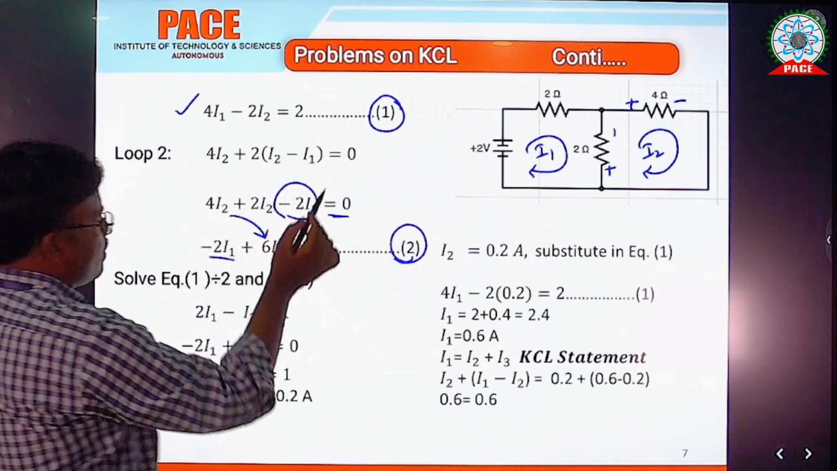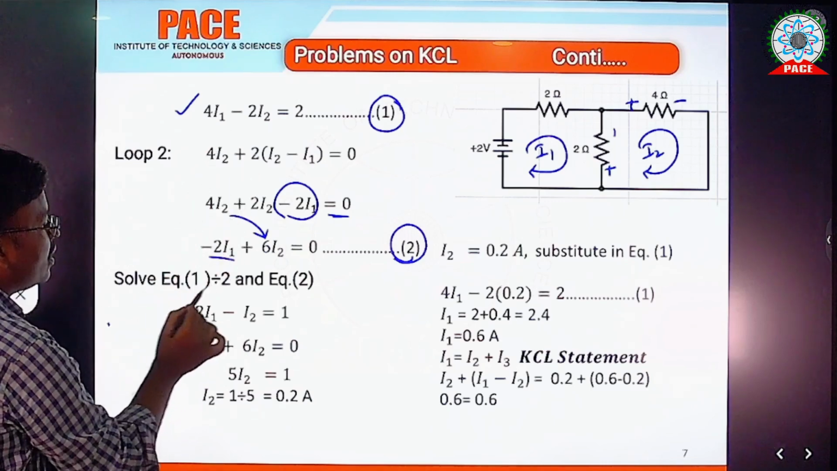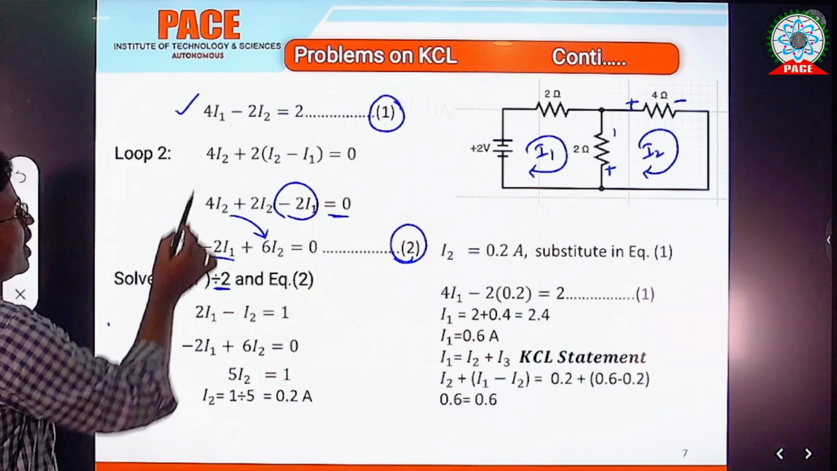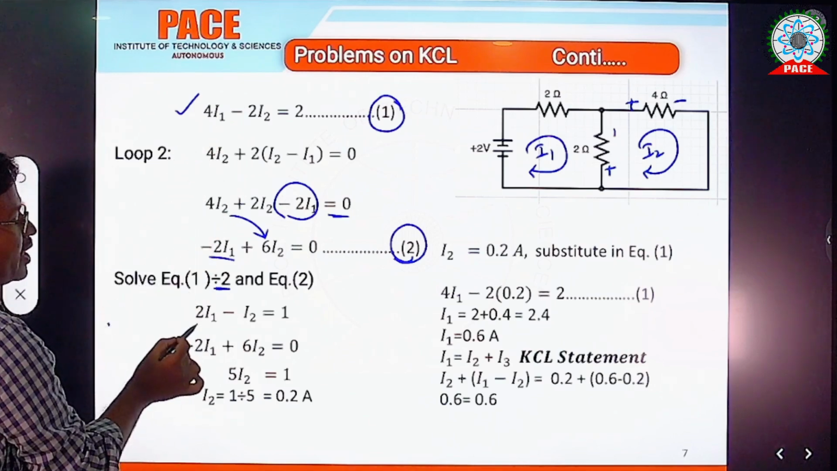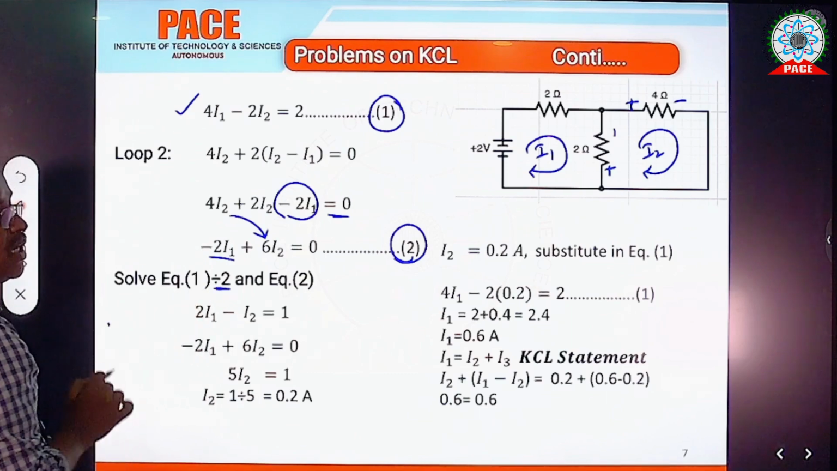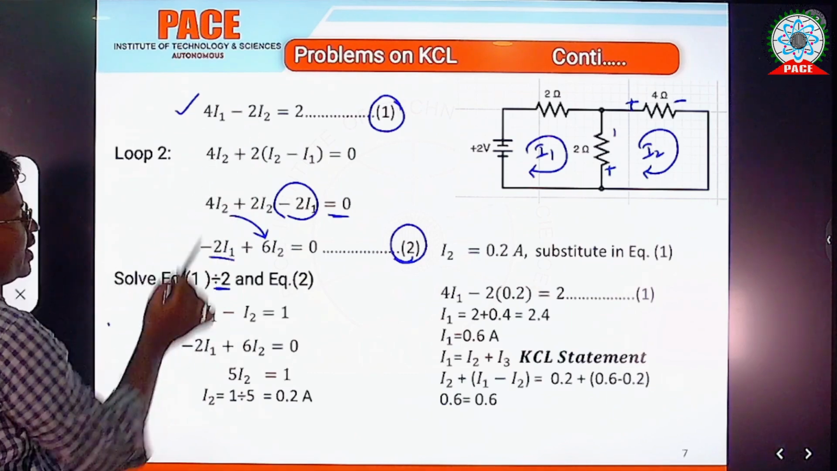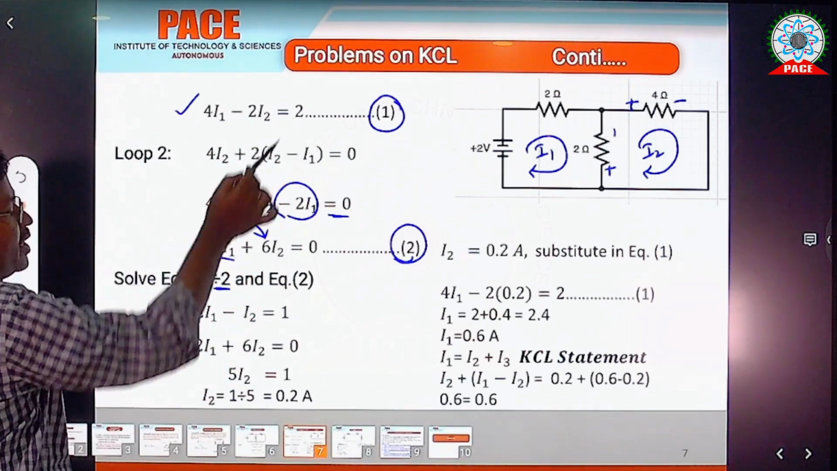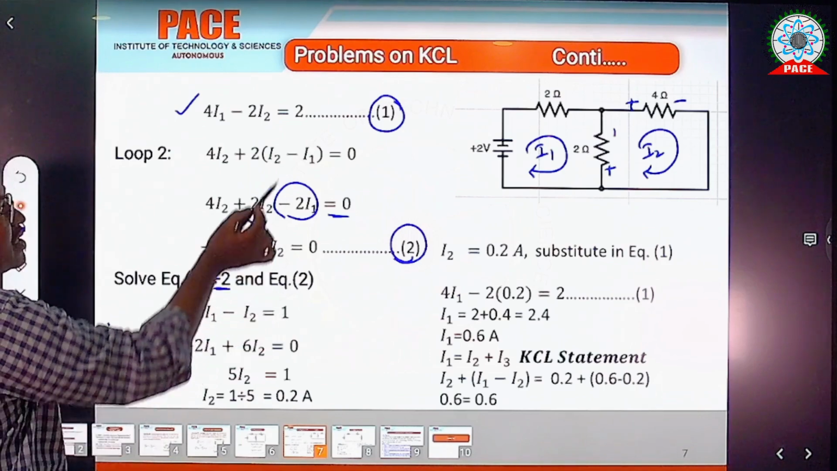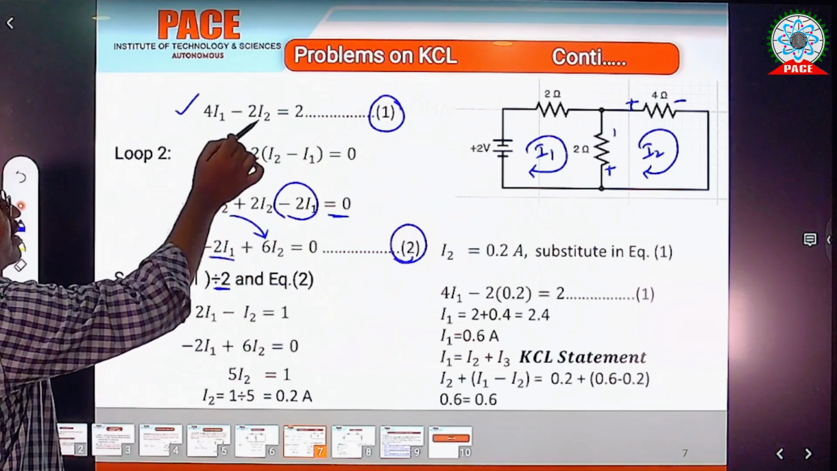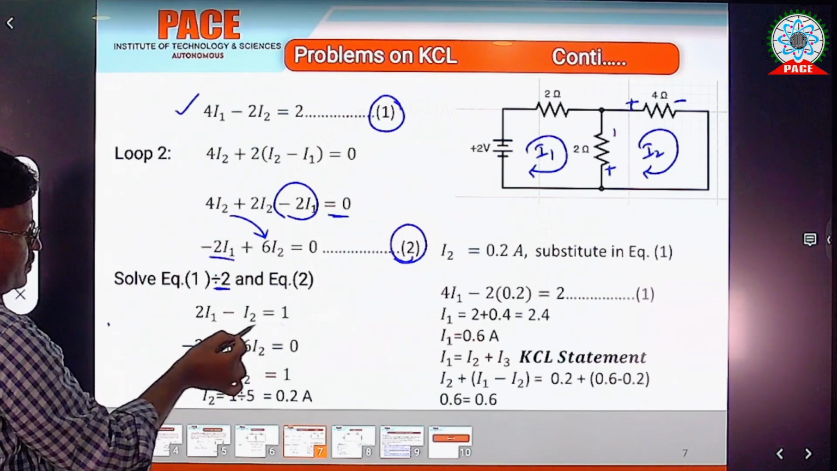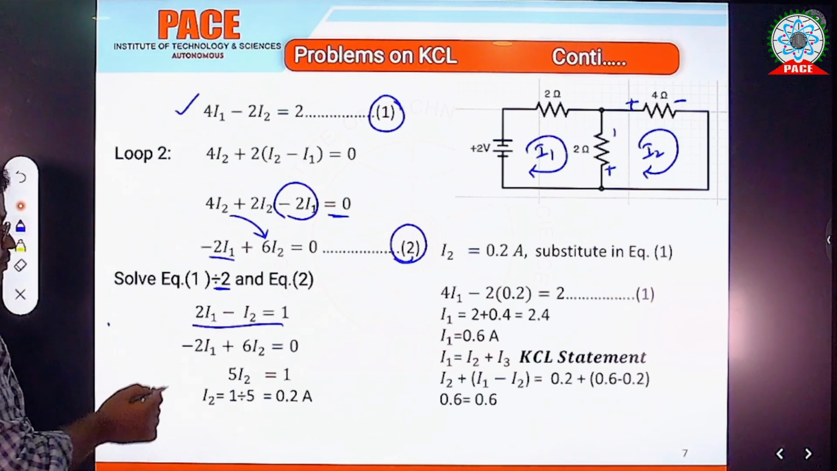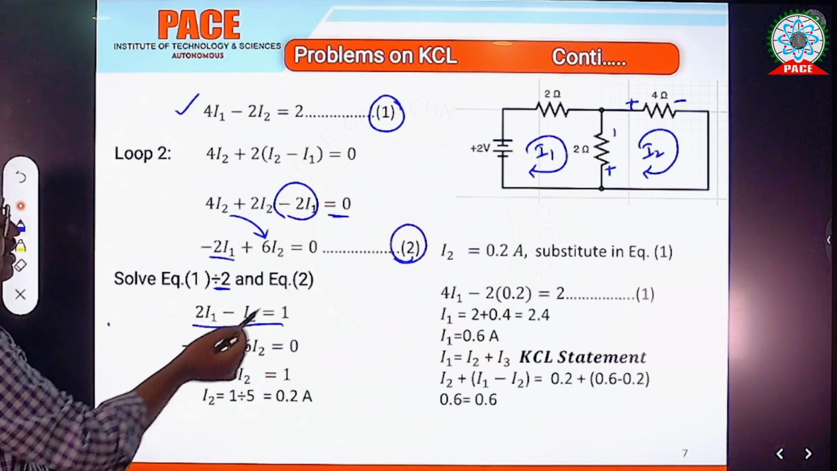In equation 1 we divide by 2 so that we can rewrite it. 4I1 becomes 2I1 because we divide by 2, and the minus 2I2 becomes minus I2. On the right side, 2 becomes 1 because we divide by 2. So rewriting equation 1: 2I1 minus I2 equals 1. Then we take equation 2 and write equation 1 like this.